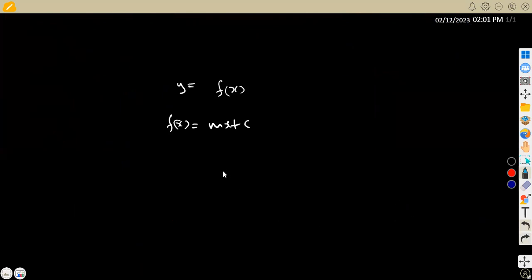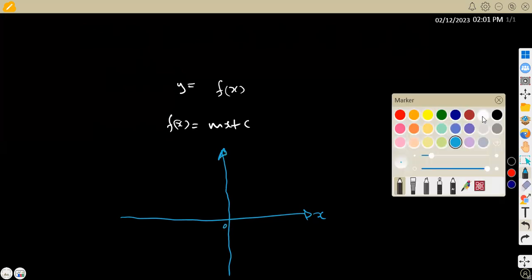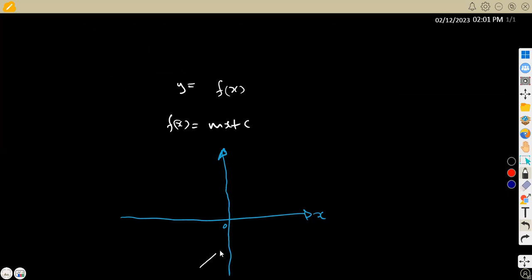Let's say you managed to sketch your graph like this. This is what you're going to have as the original function. Let's say our original function was like this, a straight line passing through the point. Let's say this is A and this point is C, which is in the negative. So let's just say it's a negative C.